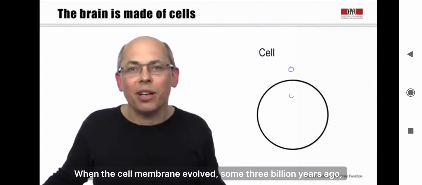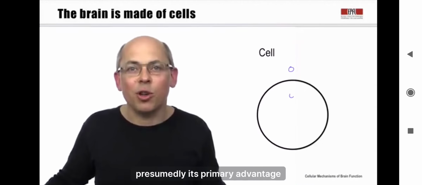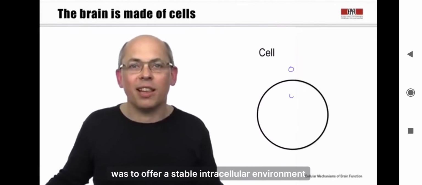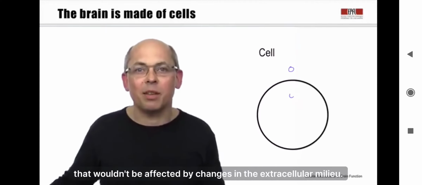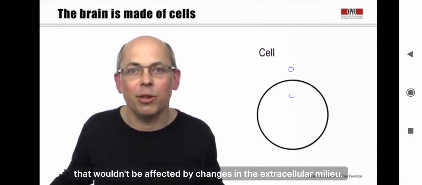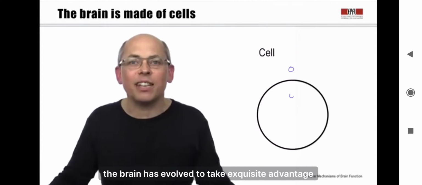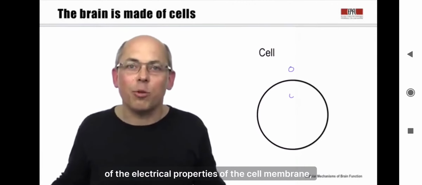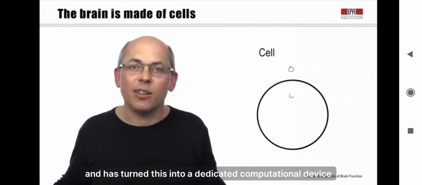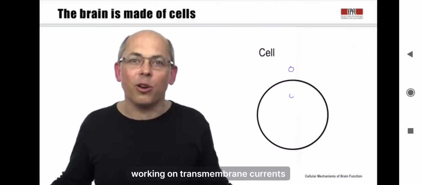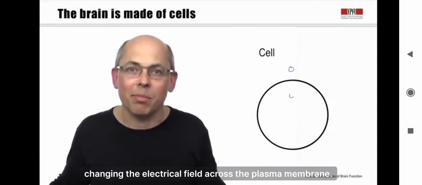When the cell membrane evolved some 3 billion years ago, presumably its primary advantage was to offer a stable intracellular environment for biochemical reactions to take place that wouldn't be affected by changes in the extracellular milieu. As we'll learn, the brain has evolved to take exquisite advantage of the electrical properties of the cell membrane and has turned this into a dedicated computational device working on transmembrane currents, changing the electrical field across the plasma membrane.